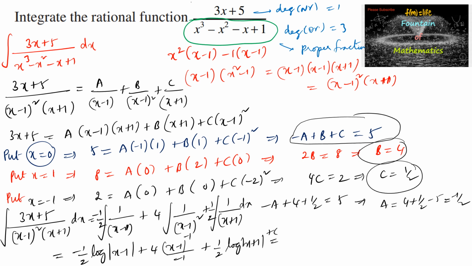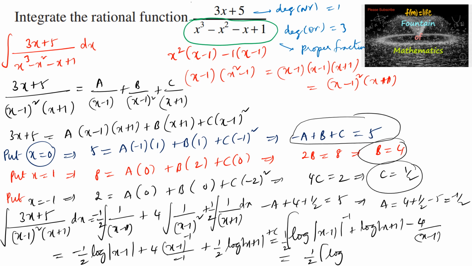Plus C, and this can also be written as 1/2 times [log|x + 1| − log|x − 1|] − 4/(x − 1), or this can also be written as 1/2 log|(x + 1)/(x − 1)| − 4/(x − 1) + C is the answer.